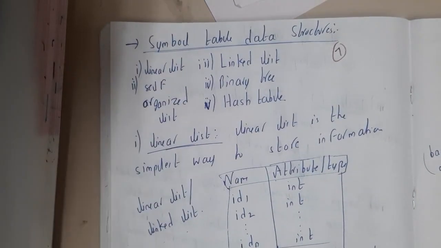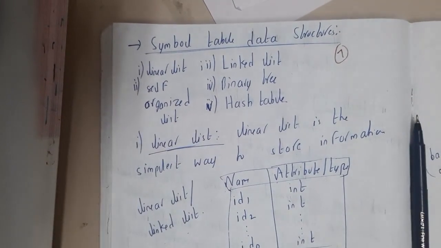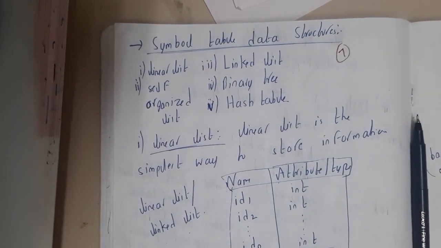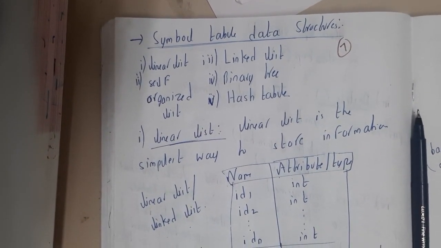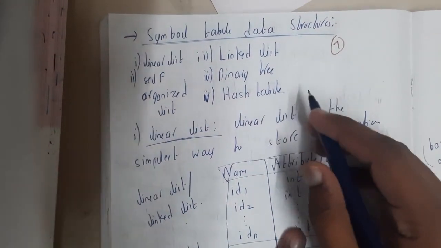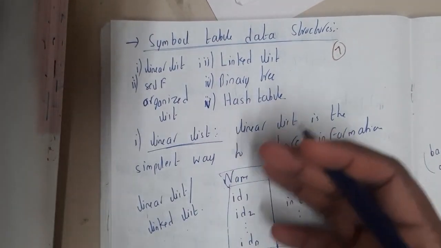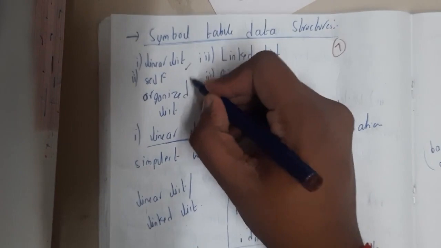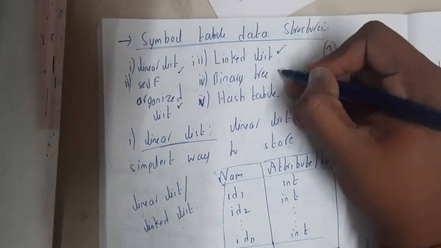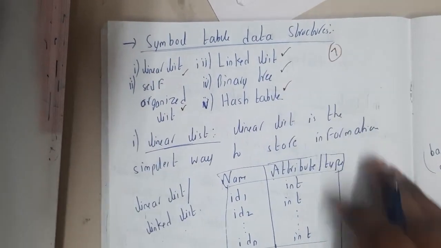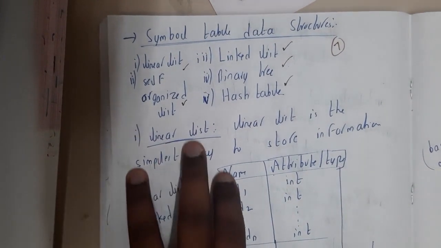In this lecture, let us go through symbol table data structures. So basically, the symbol table also needs to be stored in memory, right? Yes. To store that symbol table, we have various options, guys, like linear list, self-organized list, linked list, binary tree and hash tree. Okay, so first let us go through linear list.